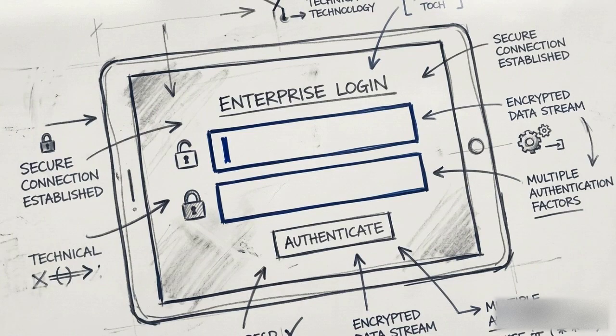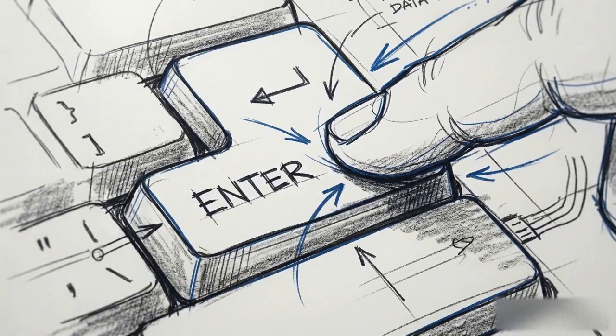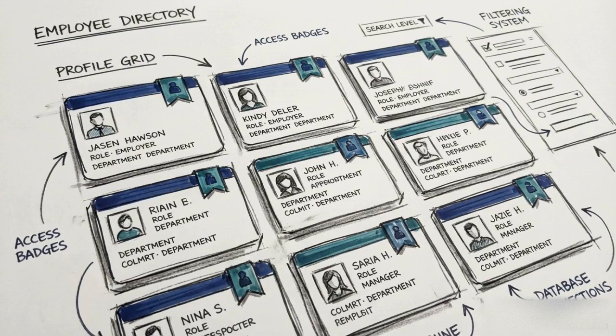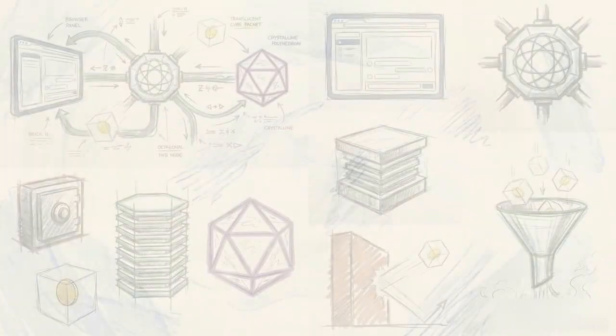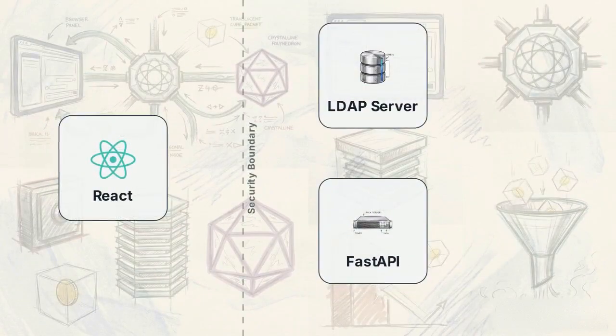Before a user can send a chat prompt to the AI, the system faces its first operational hurdle. It must definitively verify who is submitting the request. To do this, the architecture utilizes an LDAP server, an external corporate directory containing active employee credentials. The authentication flow begins when a user submits their username and password via React. React pushes this payload to FastAPI. FastAPI then securely routes those credentials to the LDAP server for a match and waits for a validation response.